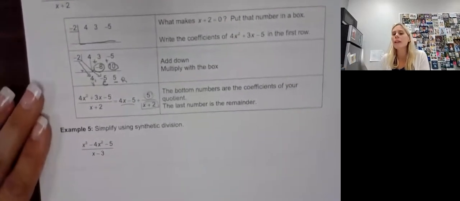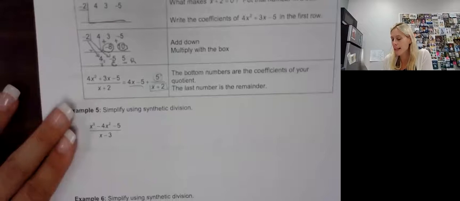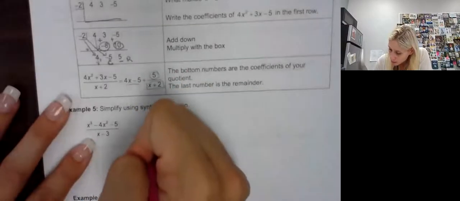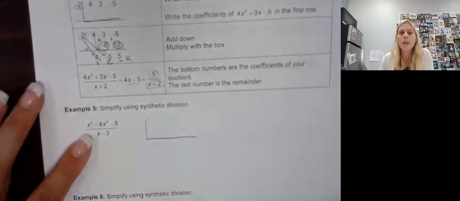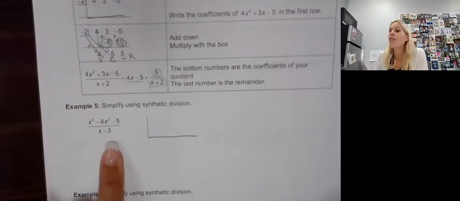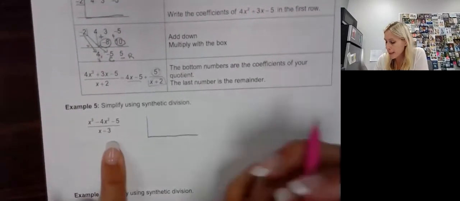All right, let's see if we can do that together so you can see it step by step. So I'm going to make my L because I like making an L. As I can see, I'm dividing by my linear. What makes that 0?